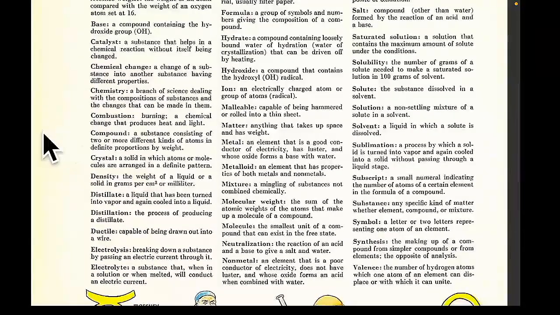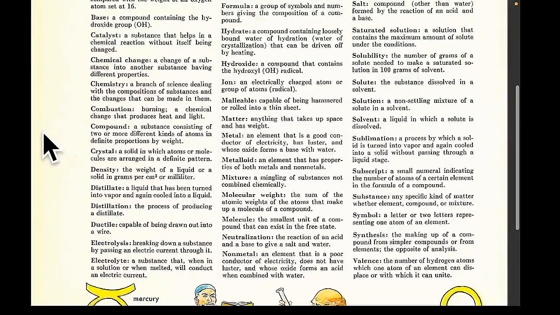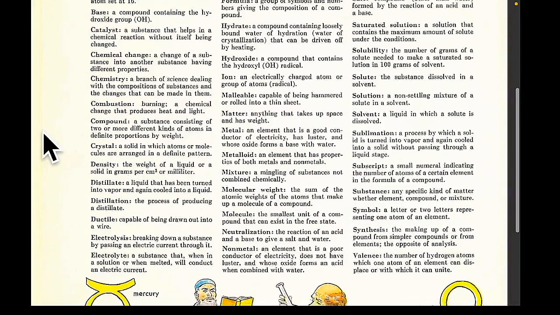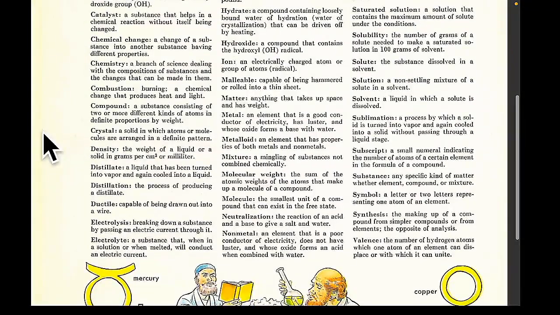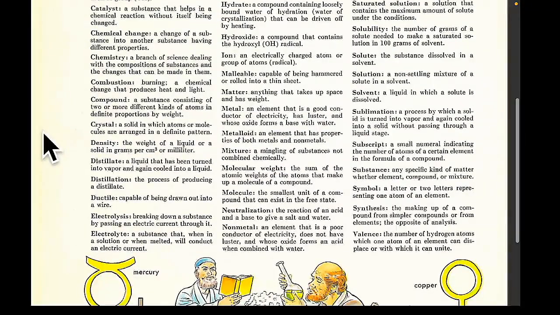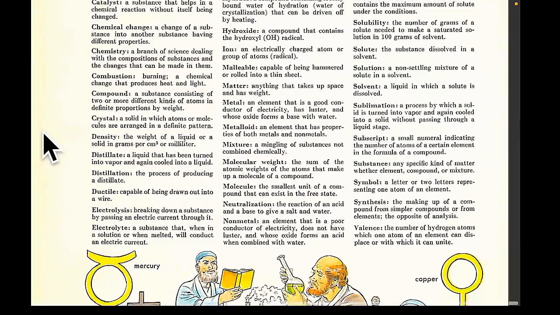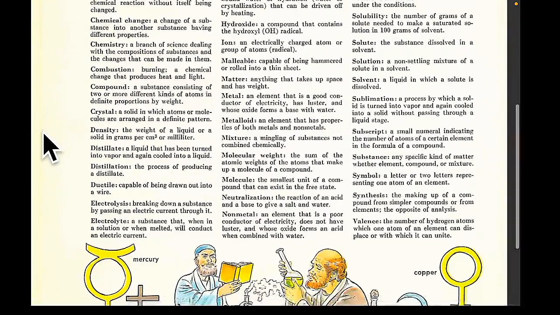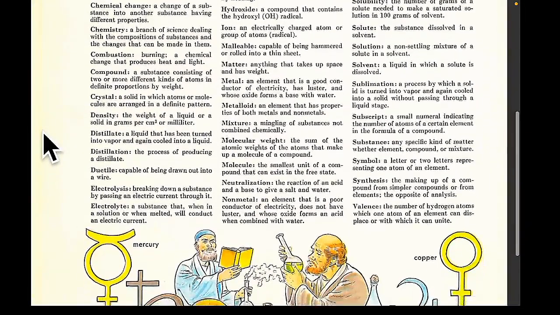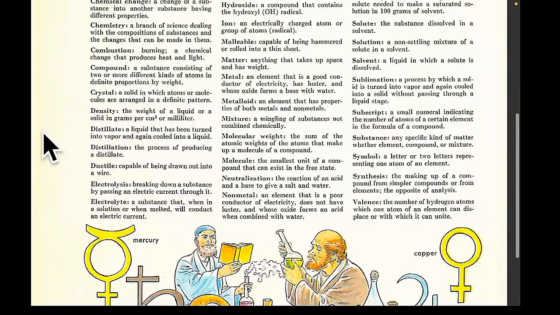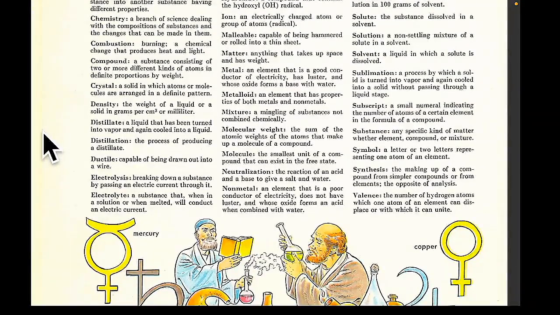Usually filter paper is used. Formula, a group of symbols and numbers giving the composition of a compound. Hydrate, a compound containing loosely bound water of hydration, or water of crystallization, that can be driven off by heating. Hydroxide, a compound that contains the hydroxyl OH radical. Ion, an electrically charged atom or group of atoms. Malleable, capable of being hammered or rolled into a thin sheet.